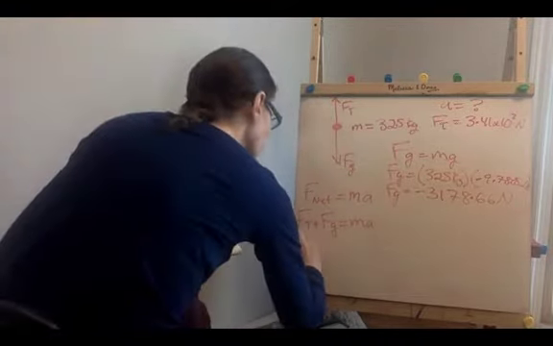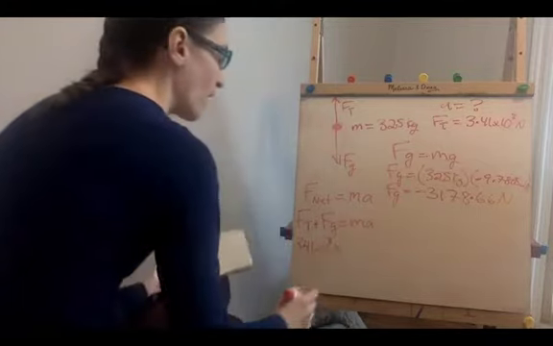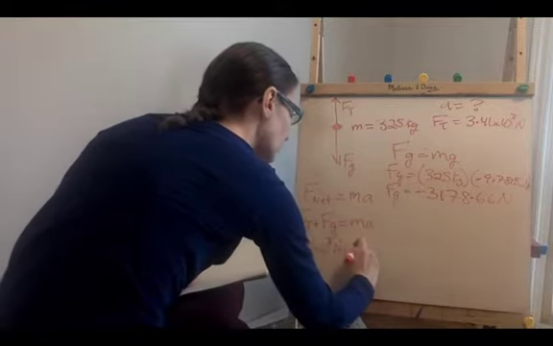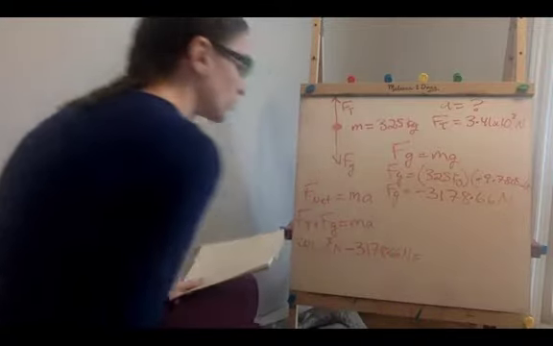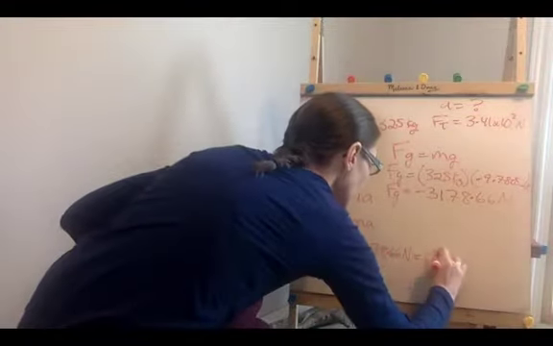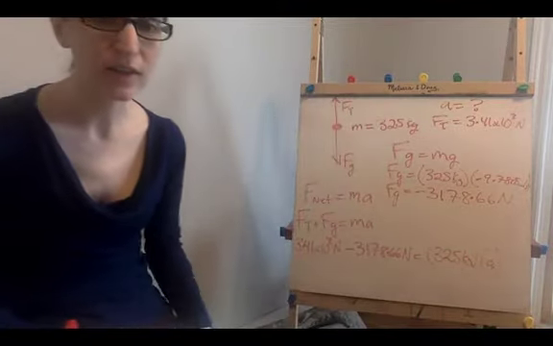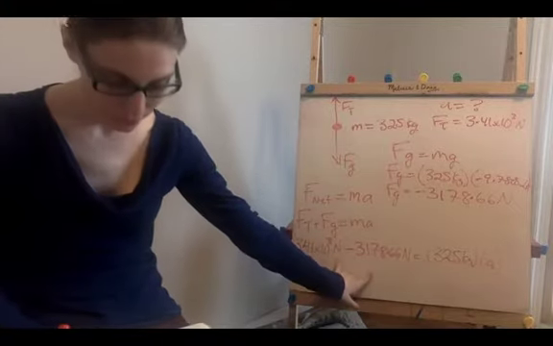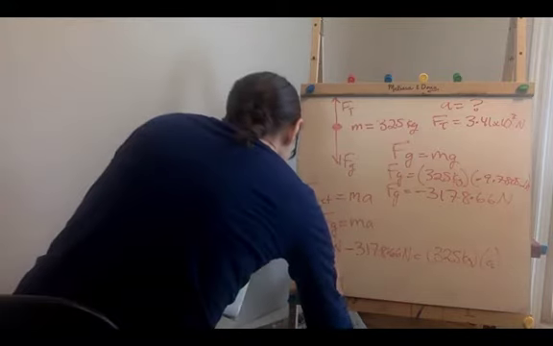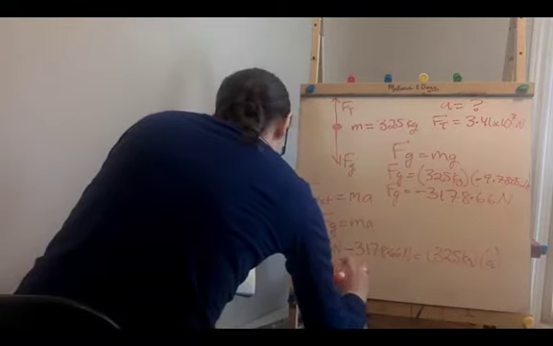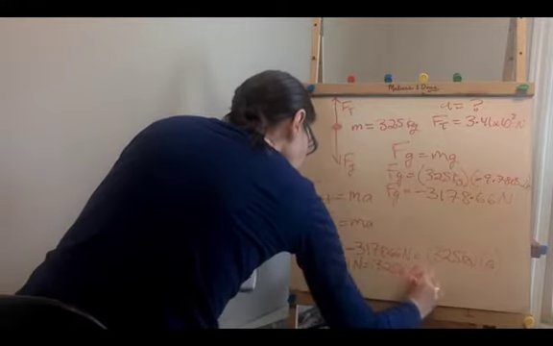So I got my force of tension here as 3.41 times 10 cubed newtons, and then I'm adding this, so it's like adding a negative, so it's subtracting 3,178.66 newtons, and that is equal to the mass of 325 kilograms multiplied by the acceleration. Okay, so to find the acceleration, I'll first need to combine these two values, right? So subtract them. That gives me a value of 231.34 newtons, which is equal to 325 kilograms multiplied by the acceleration.